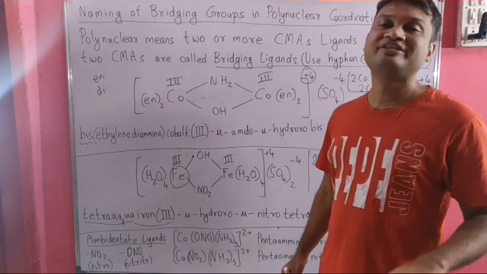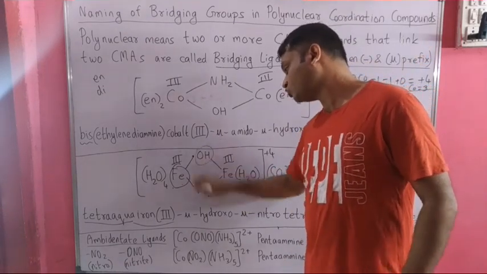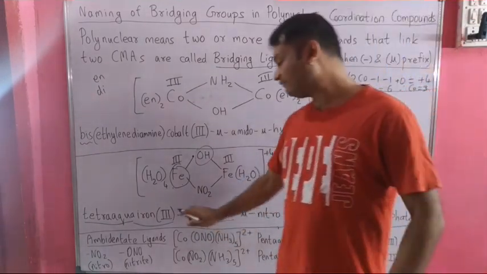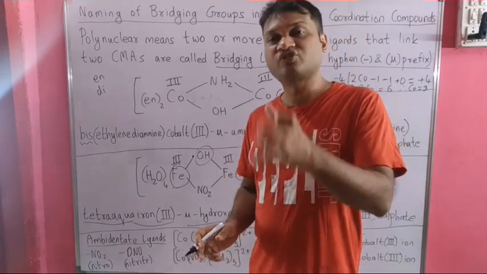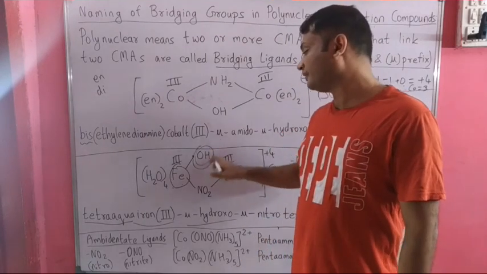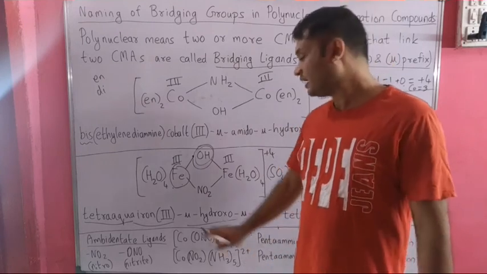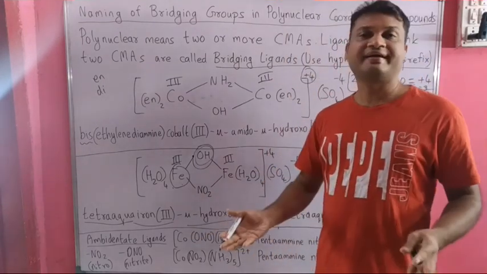Now let us come to the bridging ligands one by one. The first bridging ligand we consider is the OH group. So mu-hydroxo. Why mu? Because we have a hyphen and mu as the separator. Mu is the prefix for the monodentate bridging ligand, because in this case we have a bridging ligand OH. So the monodentate bridging ligand has the prefix mu, and we have this dash as a separator to denote the bridging ligands.